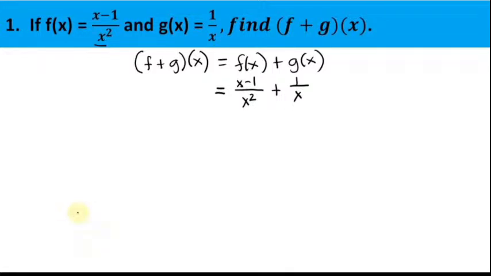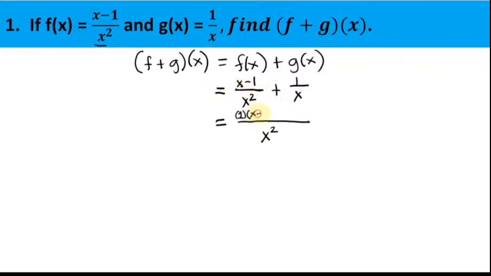So LCD, ano ba yung LCD natin? Least common denominator. So how to find the LCD? So ang LCD natin, tingnan natin x squared and x. So ang x squared pwede ma-divide sa x. So our LCD is x squared. Then x squared, i-divide mo yan sa x squared, the result is 1. Times the value of the numerator, that is x minus 1.